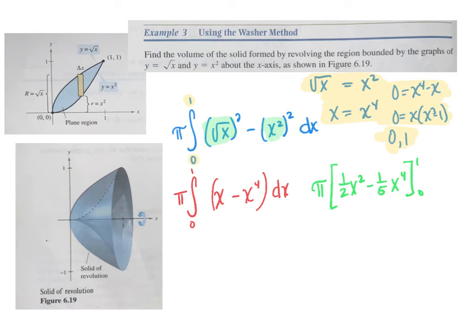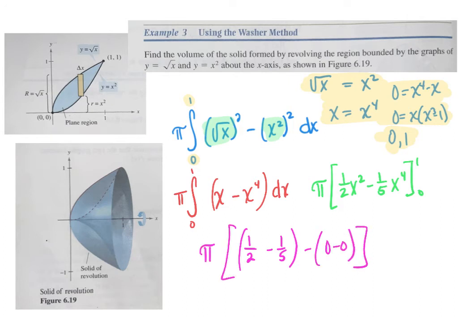When you plug in a 1 there, you end up with just 1/2 minus 1/5 for your 1. When you plug in a 0, of course, you get 0 minus 0. The common denominator here is 10, so you end up with 5/10 minus 2/10, right? Which gives you 3/10 multiplied by pi, of course, 3 pi over 10.